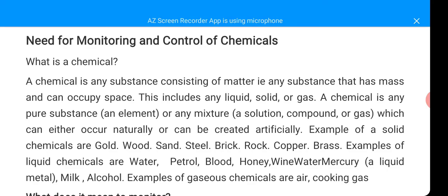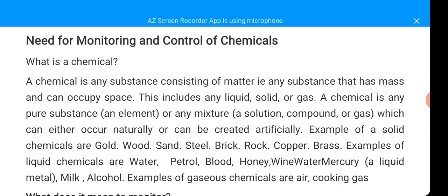A chemical is any pure substance, that is an element or any mixture. So it means a chemical can be something that is created naturally. It wasn't created from any reaction or any combination of other substances. So one chemical can be a pure substance, that is an element which is created naturally, and a chemical can be created from a mixture of other substances. So a chemical can be a solution, a compound, or gas.